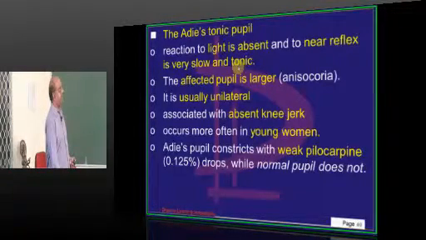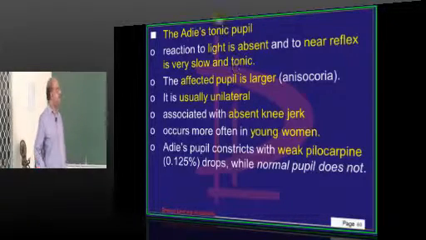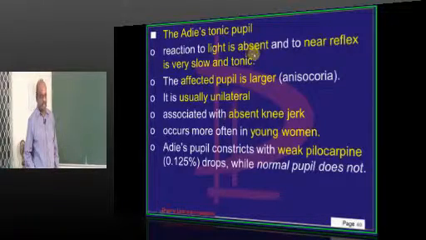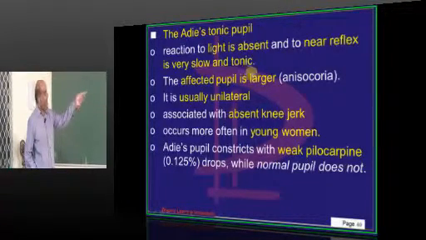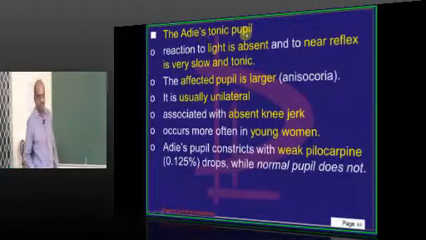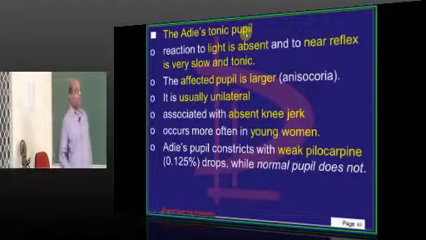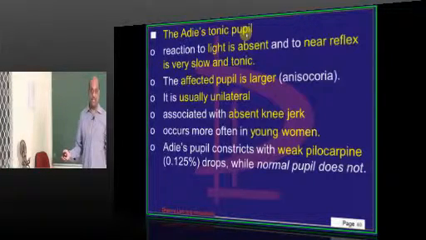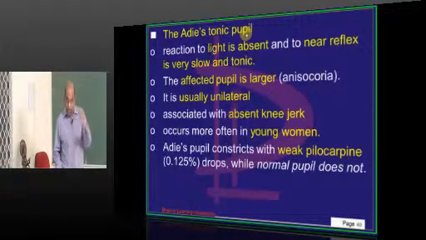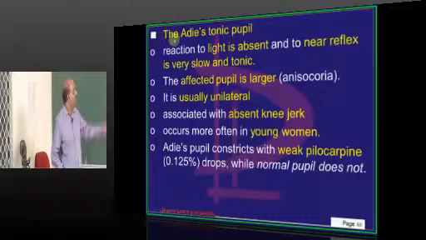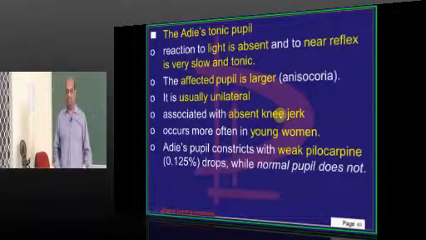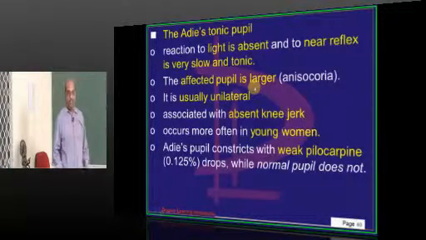Then, how is Adie's pupil? In this, the light reflex is absent, just like in Argyll-Robertson. Near reflex is present, but it is very slow and tonic. That is Adie. And unlike Argyll-Robertson pupil, there also the light reflex is absent, but accommodation is present. How will you differentiate? Argyll-Robertson is a small pupil at baseline. Adie's tonic pupil, the affected pupil, is a larger pupil at baseline. So that's how you differentiate.